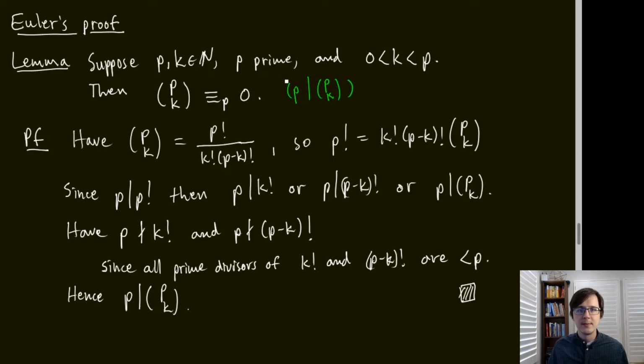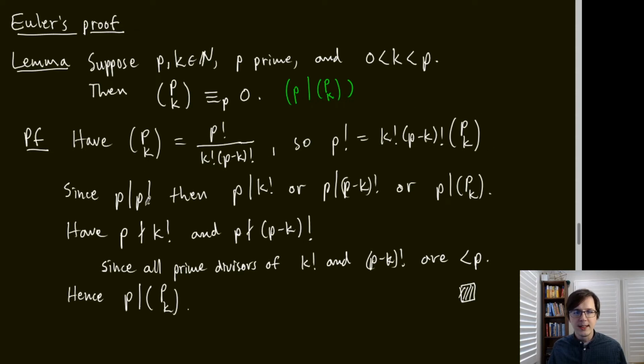So how do we prove this? It depends on what the definition is, but at least for us, in the homework we defined the binomial coefficient to just be this quotient of p factorial by k factorial times p minus k factorial. And so since this is true, we know that p factorial is the denominator times the binomial coefficient.